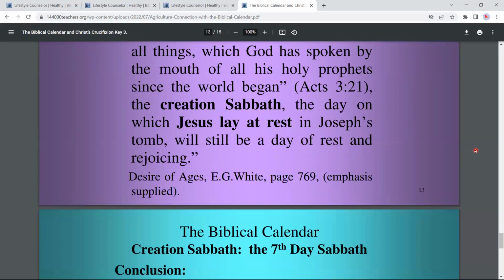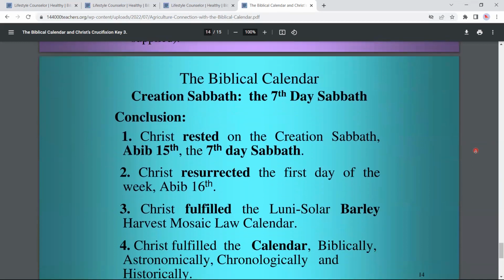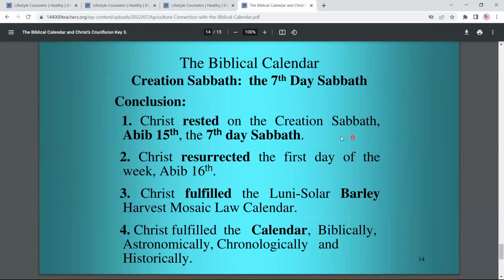The biblical calendar, Creation Sabbath, the 7-day Sabbath. Christ rested on the Creation Sabbath on Abib 15, or the first month on the 15th, the 7-day Sabbath, which we saw was also the feast of unleavened bread. Christ resurrected the first day of the week, Abib 16, or the first month, at first fruit. Christ fulfilled the Luni-Solar barley harvest Mosaic law calendar. Christ fulfilled the calendar biblically, astronomically, chronologically, and historically.